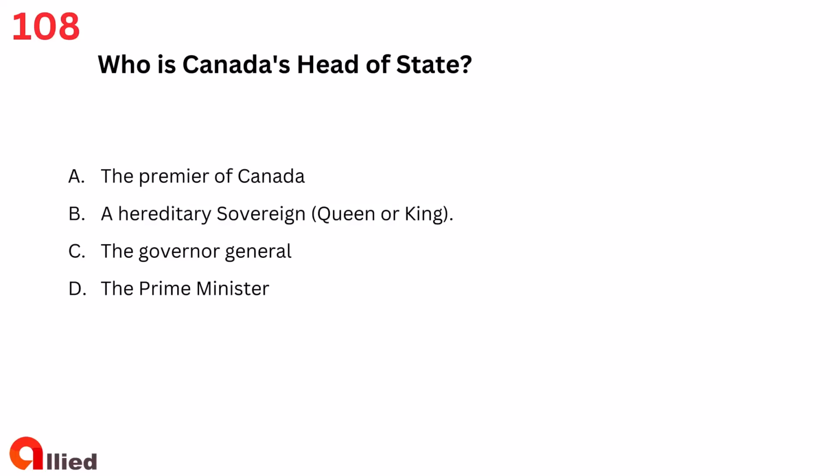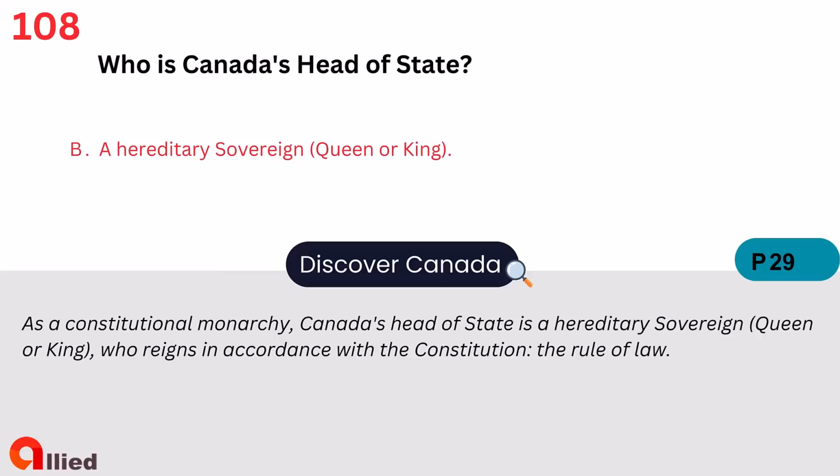Question 108. Who is Canada's head of state? A. The Premier of Canada. B. A hereditary sovereign, queen or king. C. The Governor-General. D. The Prime Minister. The answer is B. A hereditary sovereign, queen or king.